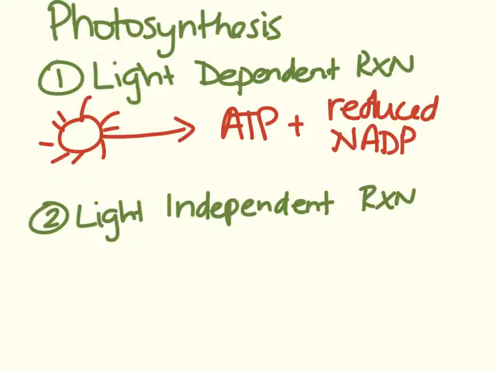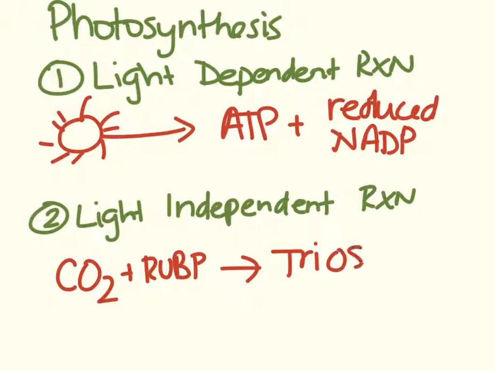In the second part, we call this the light-independent reaction because it can happen at any time of day, and light can be present or not present. It doesn't really matter. In the light-independent reaction, we are going to use carbon dioxide. We're going to fix it with RuBP, and through a series of reductions, we are going to end up with triose phosphate, and that triose phosphate is going to eventually lead to our carbohydrates, which will fuel the cell respiration process, which is necessary for ATP production.